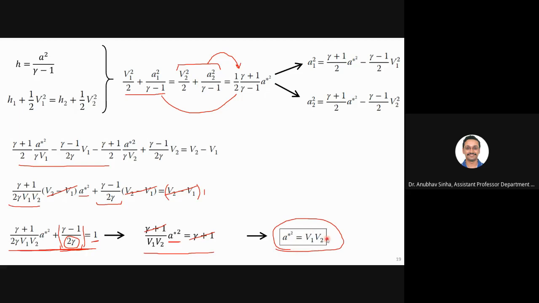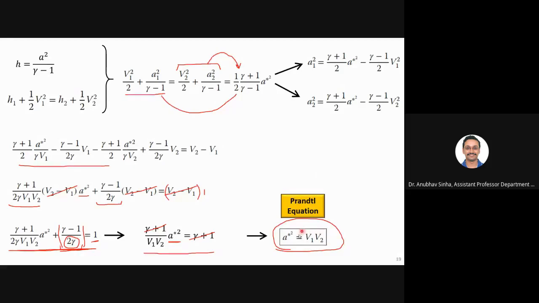This is known as the Prandtl equation. The Prandtl equation says that A star is the critical speed of sound. Basically we talk about throat area, so this is a constant area duct. In that area, whatever is the critical speed of sound, the square of that will be equal to V1 into V2. What is the incoming velocity before the shock and after the shock? Multiply that and it will give you A star square.